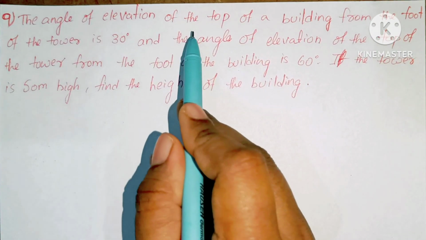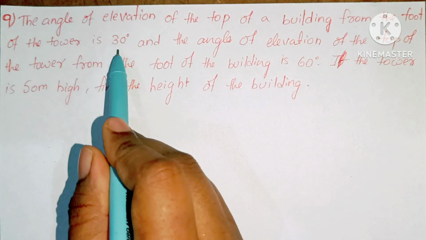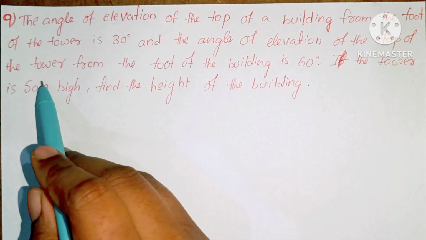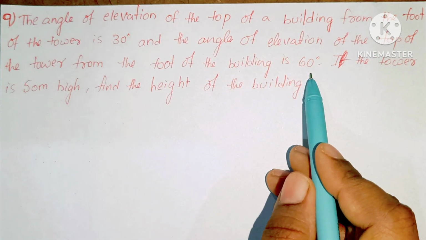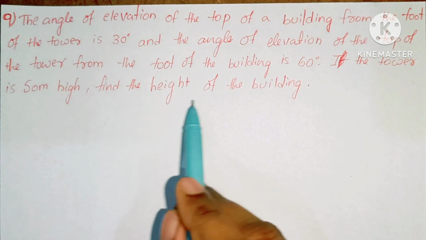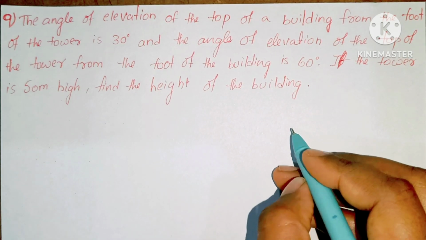The angle of elevation of the top of a building from the foot of the tower is 30 degree and the angle of elevation of the top of the tower from the foot of the building is 60 degree. If the tower is 50 meter high, find the height of the building. That means what you understood here?